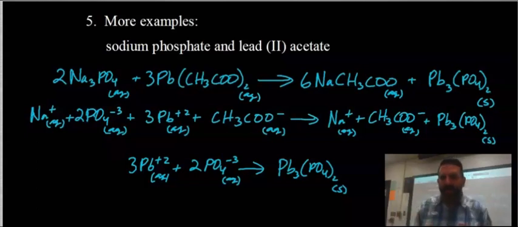It doesn't really matter what order you put the ions on the left side. I'll just put the cation first. But if you want to just put phosphate first, because it's written first in the ionic equation, that's okay. Make sure that equation is balanced.